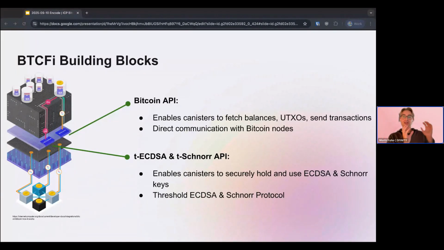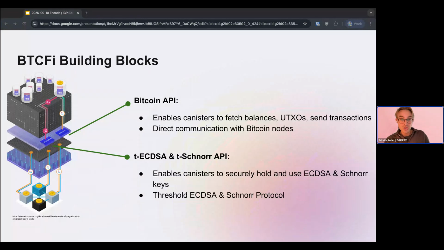And for reading and writing, we use the so-called Bitcoin API, which is enabled by a protocol level integration of the internet computer with the Bitcoin network. We remember no centralized bridge, right? No entities that you need to trust, just the internet computer and Bitcoin. So very secure and very nice.